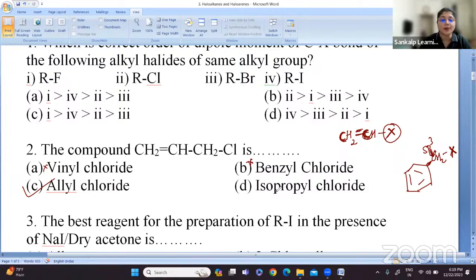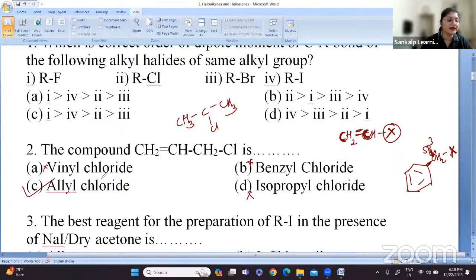Next, isopropyl chloride. What do you mean by isopropyl chloride? I'll write the structure of isopropyl chloride. So this is your isopropyl chloride. Is our compound an example of isopropyl chloride? No, it does not agree with this structure. So isopropyl chloride is also discarded.